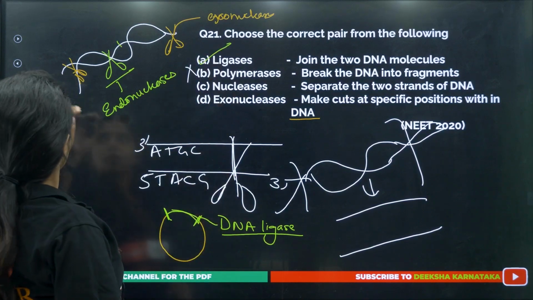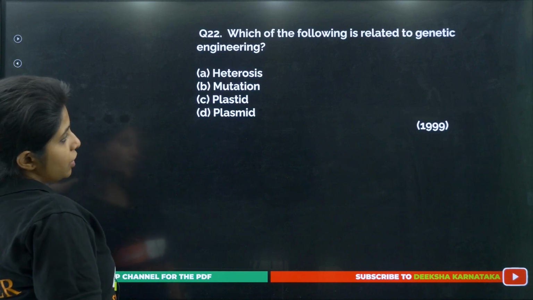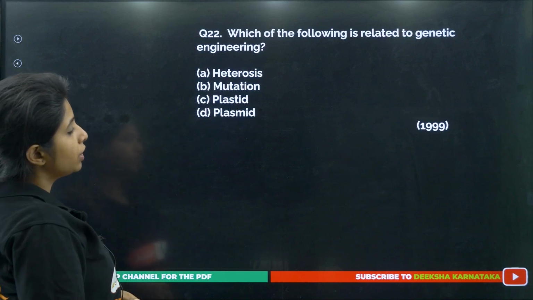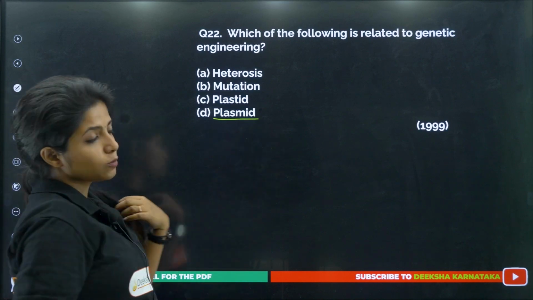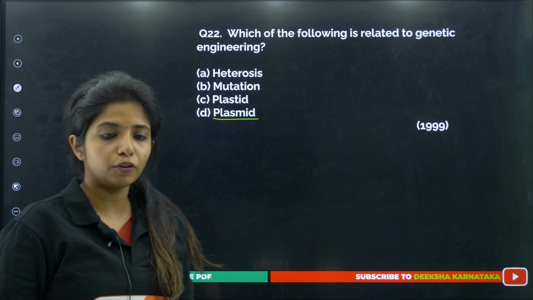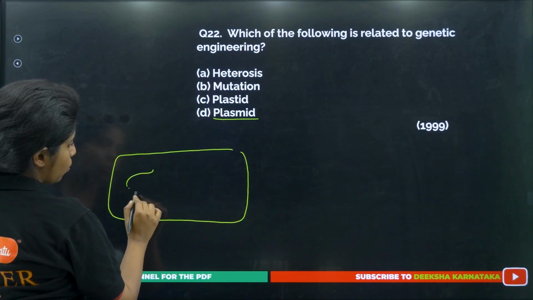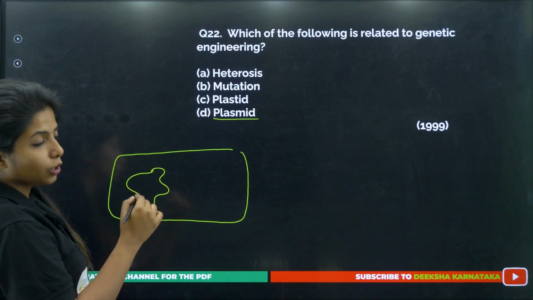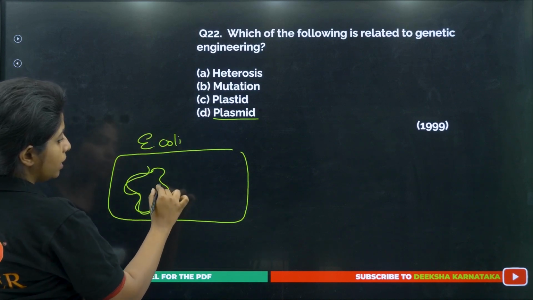Cool. Chalo, next question. This came in 2020. Which of the following is related to genetic engineering? Heterosis, mutation, plastid, plasmid. So the answer is plasmid. Okay, what is plasmid? It is the extra chromosomal DNA. What is extra chromosomal DNA? For example, I have an Escherichia coli over here. It has its own circular DNA. E. coli is a bacteria, and prokaryotes basically have circular DNA like this.